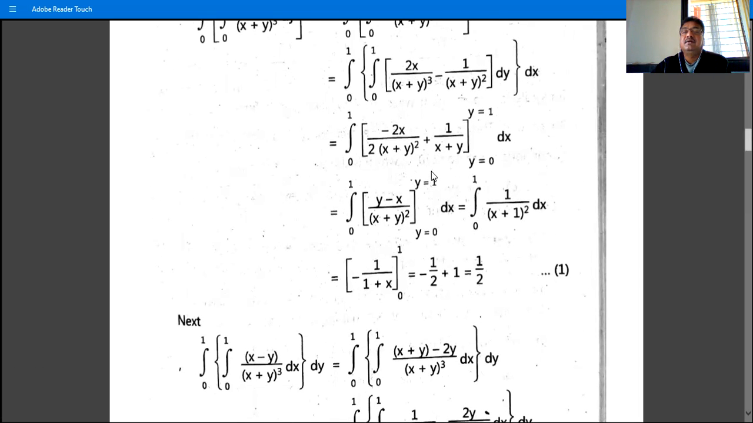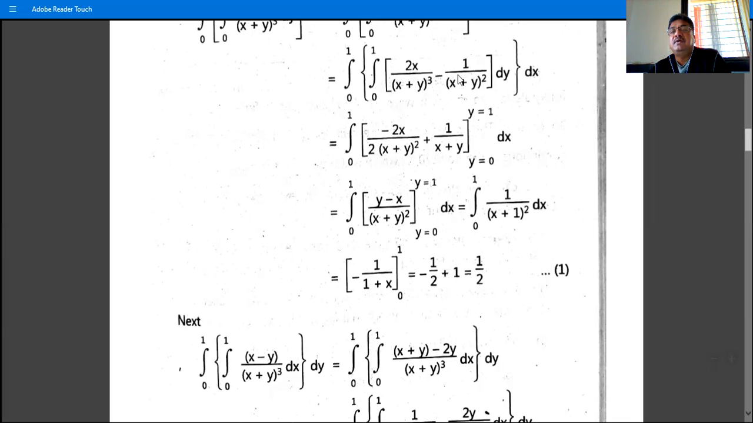And then integration with respect to y. So 2x is a constant quantity, and 1 by (x plus y) cubed means (x plus y) raised to minus 3. The integration of (x plus y) raised to minus 3 is (x plus y) raised to minus 3 plus 1 divided by minus 3 plus 1, that is, (x plus y) raised to minus 2 divided by minus 2, that is, minus 1 by 2(x plus y) squared. So we have minus 1 by 2(x plus y) squared, with 2x constant.